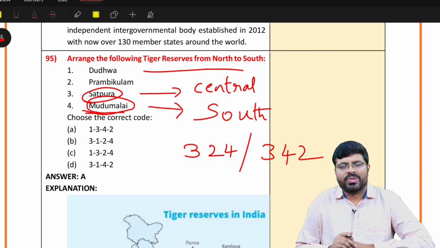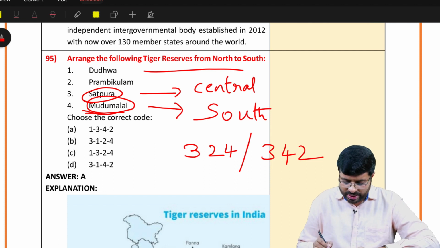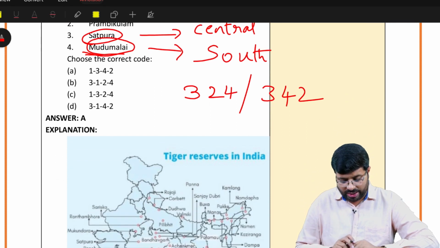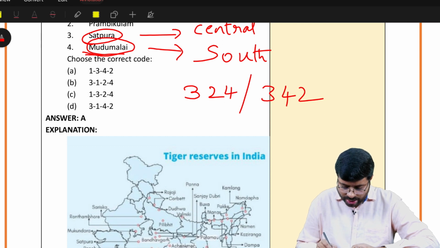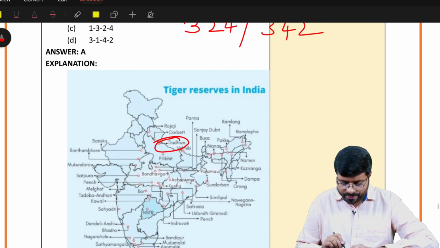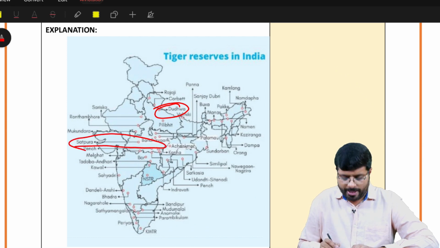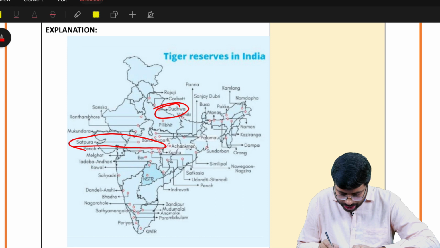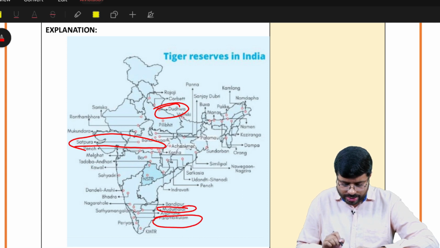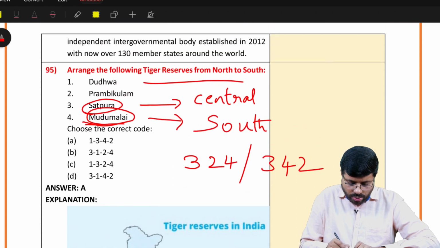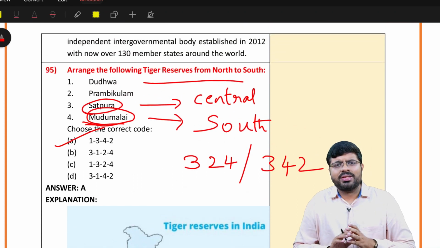Then Dudhwa National Park. If you know that Dudhwa is part of North India, then only you can get this answer right. So Dudhwa is here. You can see it in the map. You can see Satpura. It is south. Then you can see Mudumalai here. You can see Parambikulam a bit more south. So the answer is 1, 3, 4, 2.